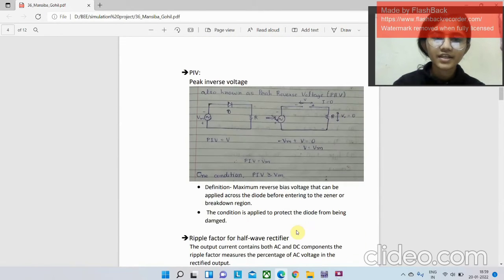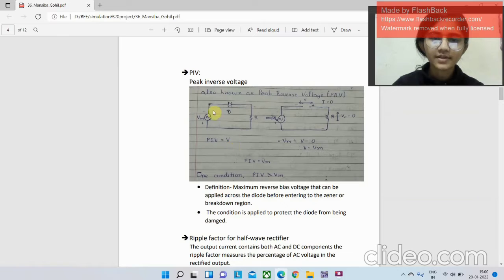Now, coming to the PIV, meaning peak inverse voltage, also known as the peak reverse voltage, PRV. Now, what do we mean by PIV? PIV is the maximum reverse bias voltage that can be applied across the diode before entering the Zener or breakdown region.